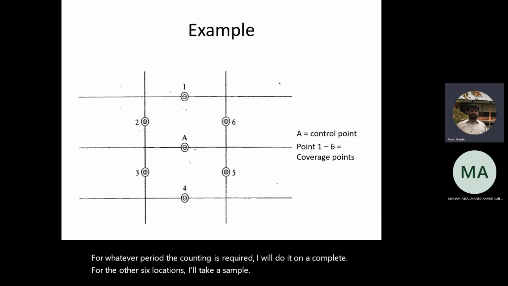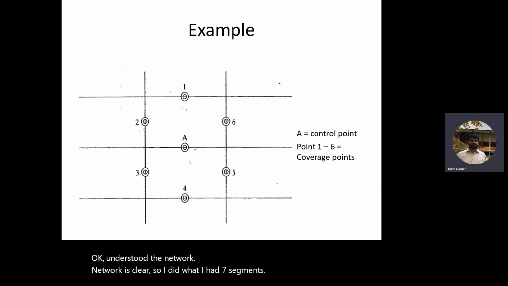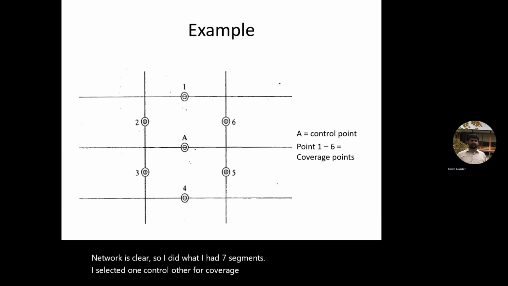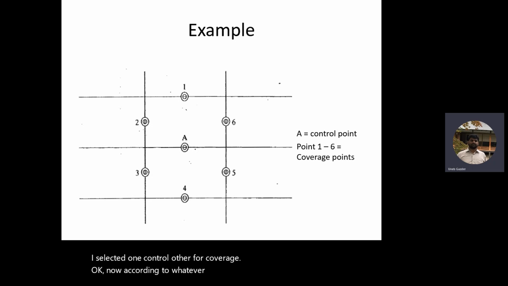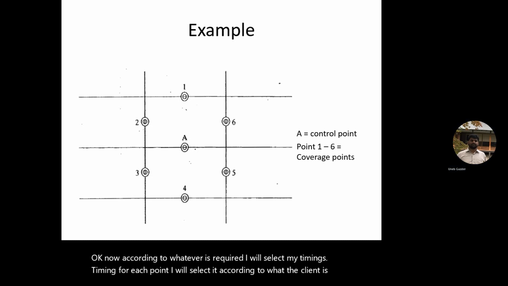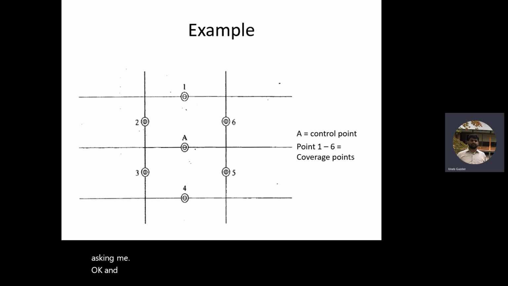Okay, understood the network? Network is clear? So I did what? I had 7 segments. I selected 1 control, others for coverage. Now, according to whatever is required, I will select my timings, timing for each point. I will select it according to what the client is asking me. Okay, and the client is not a good man. You will see it.